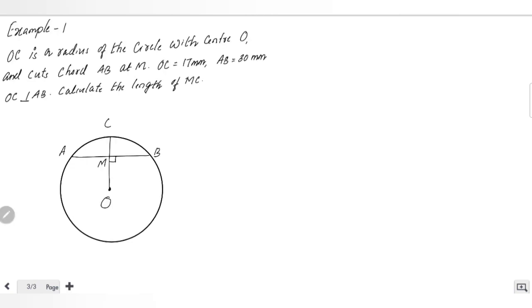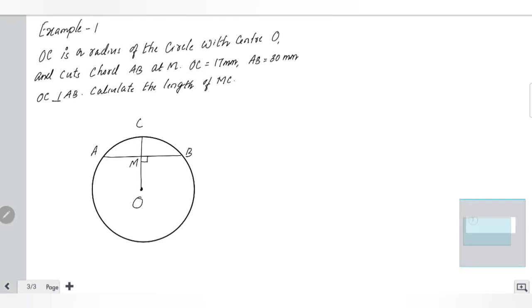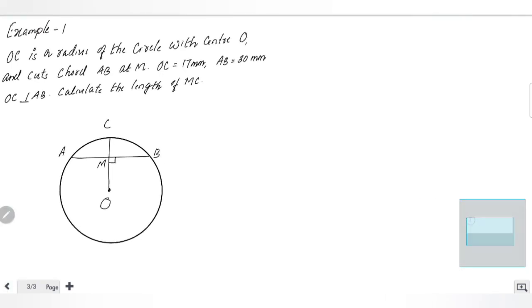Look at this question, example number 1. OC is a radius, from center to circle, and cuts the chord AB at M. That also we can see there. OC, the length of the radius, is 17 millimeter, and AB is 30 millimeter. And OC is perpendicular to AB.